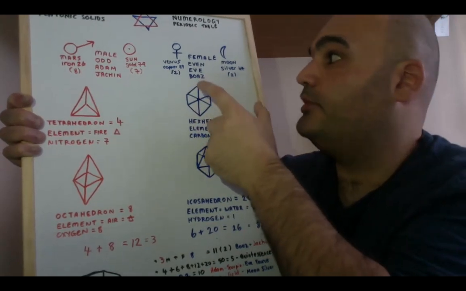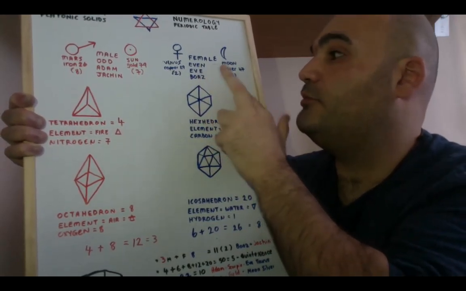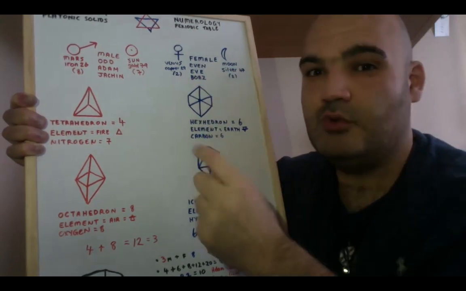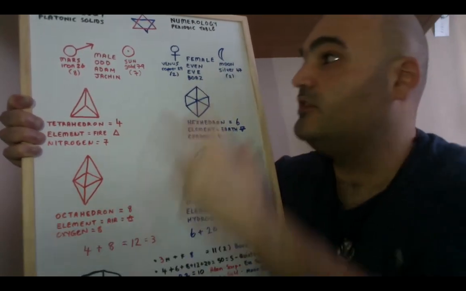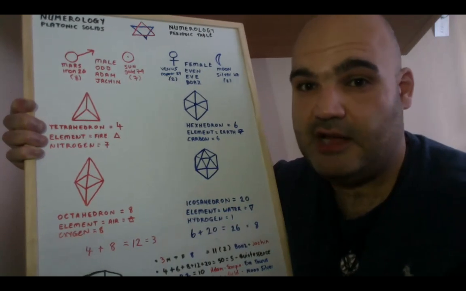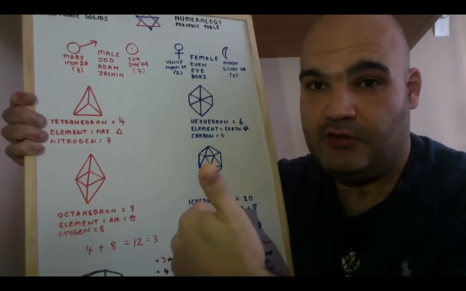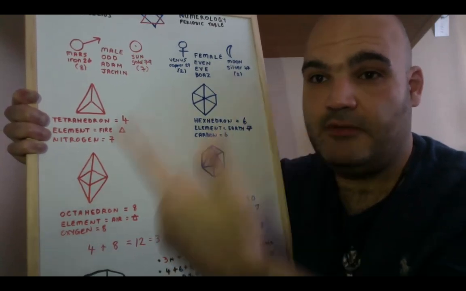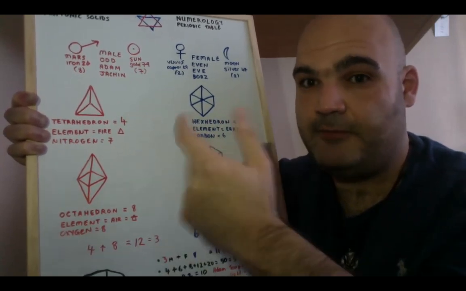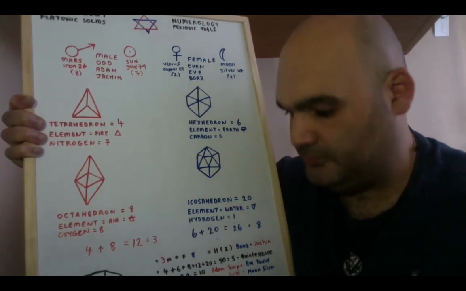Whenever you add up things to do with the moon and the sun, you always come to the number 9, whether it's in the periodic table or in the zodiac as well, because Cancer, the 4th sign ruled by the moon, and Leo, the 5th sign ruled by the sun, adding up 4 and 5 also makes 9.